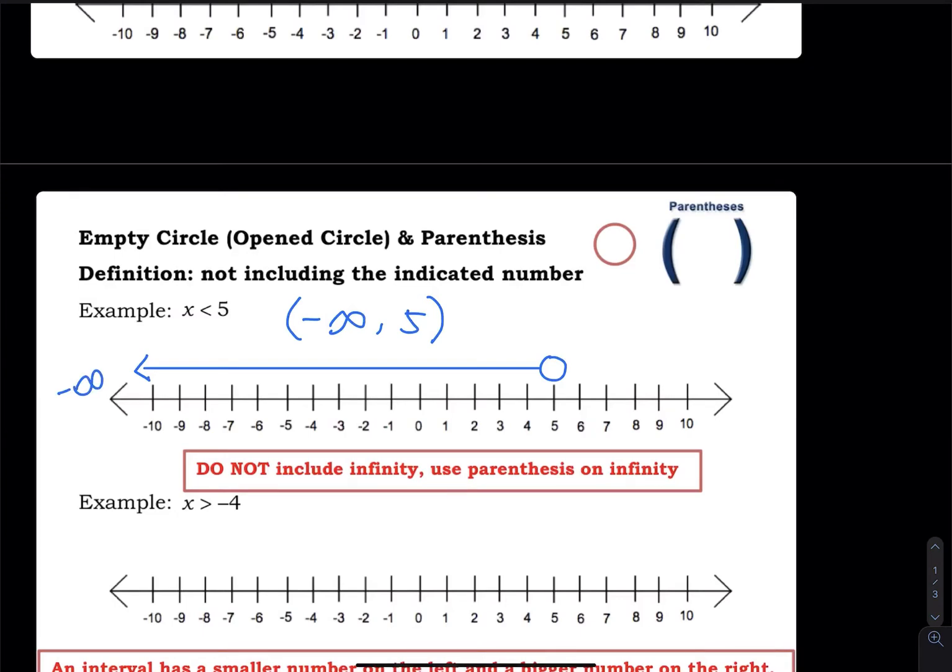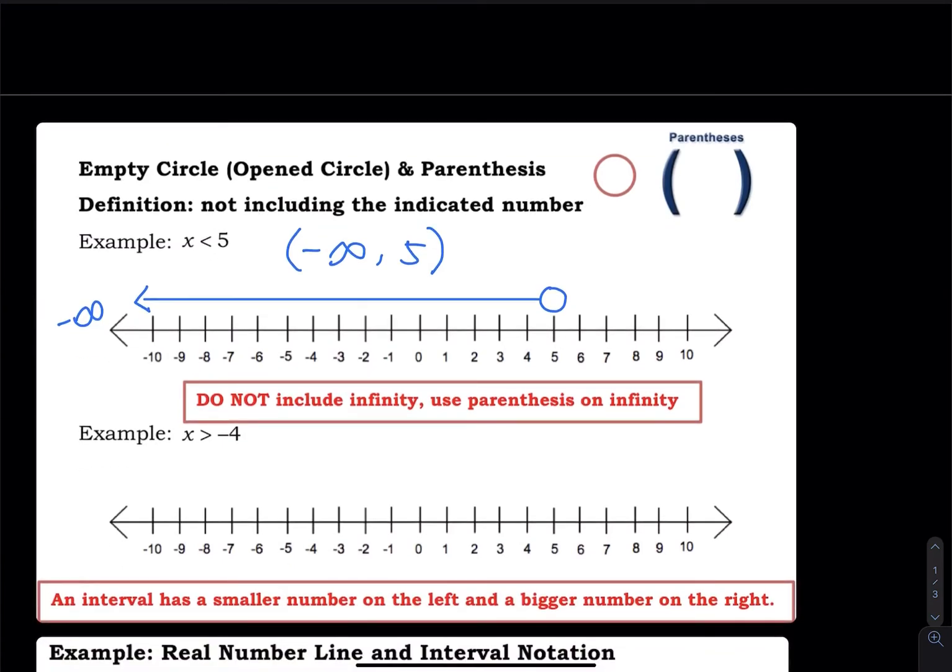Greater than -4, so do not include -4. And then shoot an arrow to the right, because every single number right here is greater than -4. So this will be -4 to positive infinity. Parenthesis on both because we do not include -4, and for infinity, it doesn't matter positive or negative, we always use parenthesis. All right, and then real number line and interval notation.